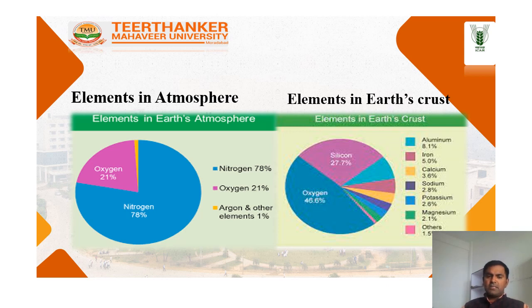Here you can see the elemental compositions of the atmosphere and earth crust. In the atmosphere, everyone knows about 21% oxygen, 78% nitrogen is present, and some other gases. In the earth crust, about 27.7% silica and 46.6% oxygen is dominant, and some others: aluminum 8.1, iron 5, calcium 3.6, sodium 2.8, potassium 2.6, magnesium 2, and others. So this is the most important.